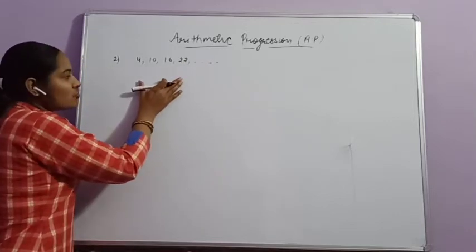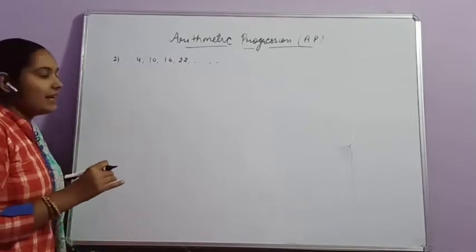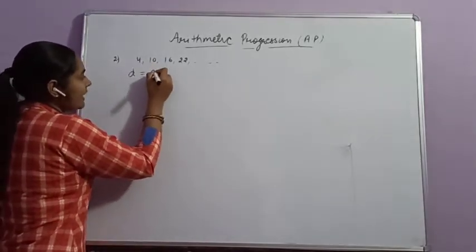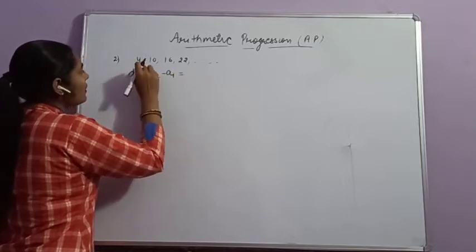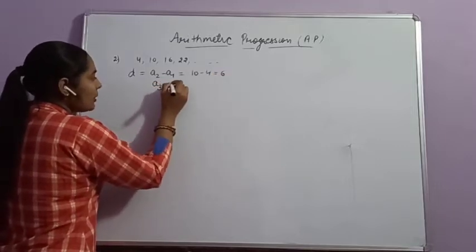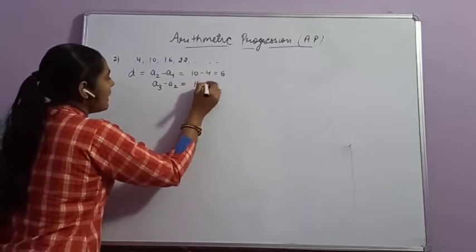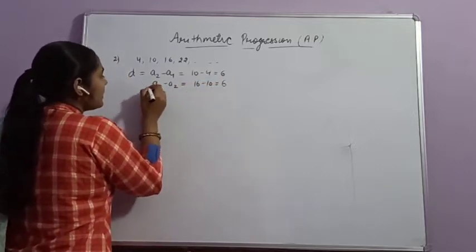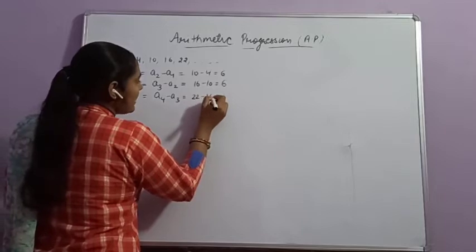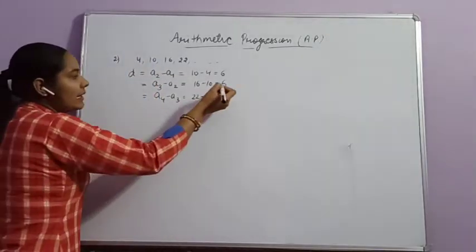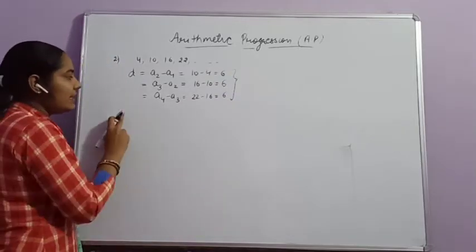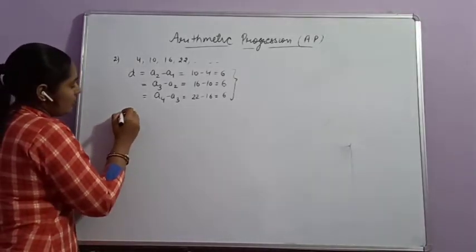It means firstly you have to check whether this series forms an AP or not. For that, what will we do? The value of D is A2 minus A1, that is equal to 10 minus 4, which is equal to 6. Similarly, D is equal to A3 minus A2, that is equal to 16 minus 10, that is equal to 6. Next is A4 minus A3, that is equal to 22 minus 16, that is equal to 6. It means the value of D is the same for all consecutive terms' differences.